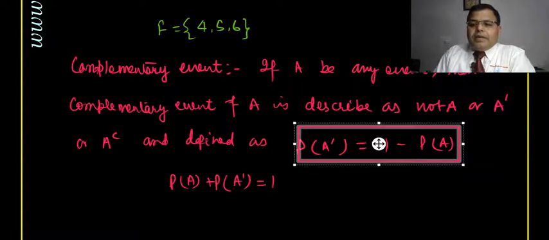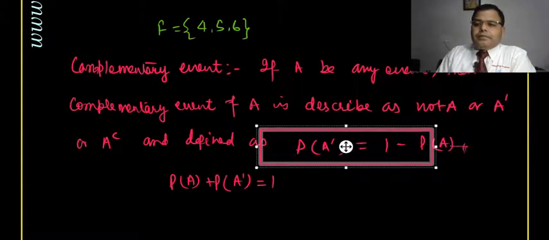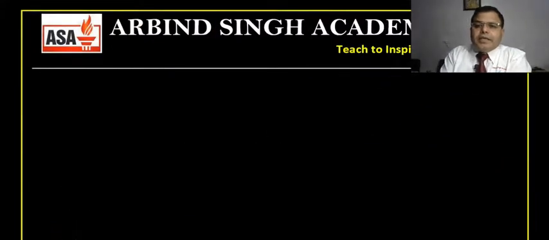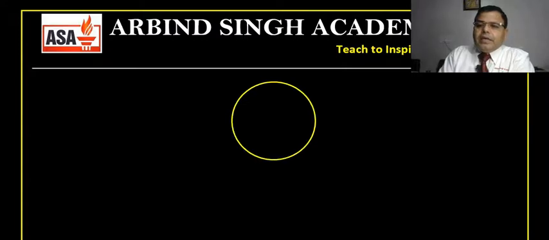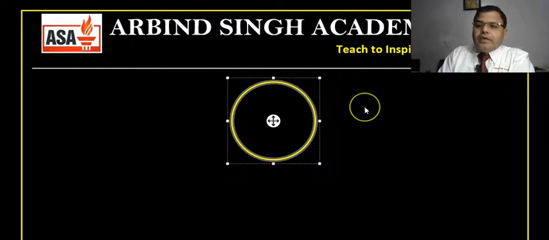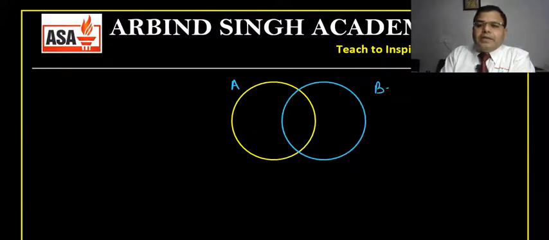Now there are some other terms, that is, algebra of events. From set theory, this is a set A and this is a set B. There are two sets, one is set A, another is set B. Then the common region between them is described as A intersection B. This region is described as A intersection B.